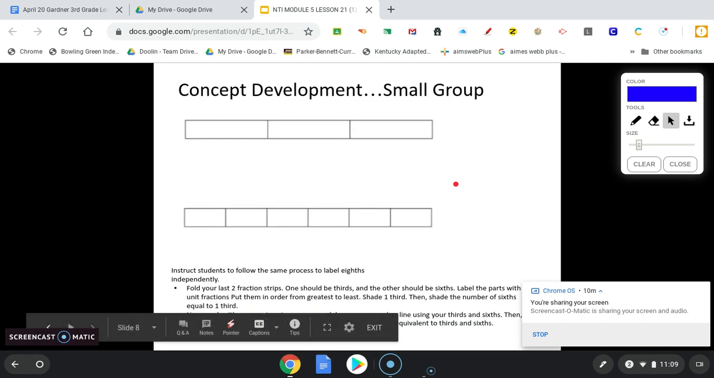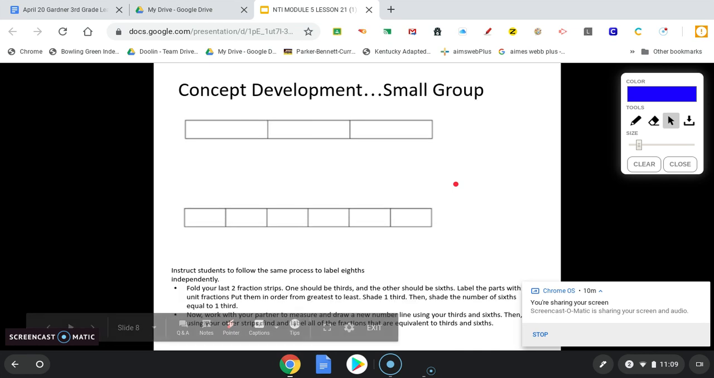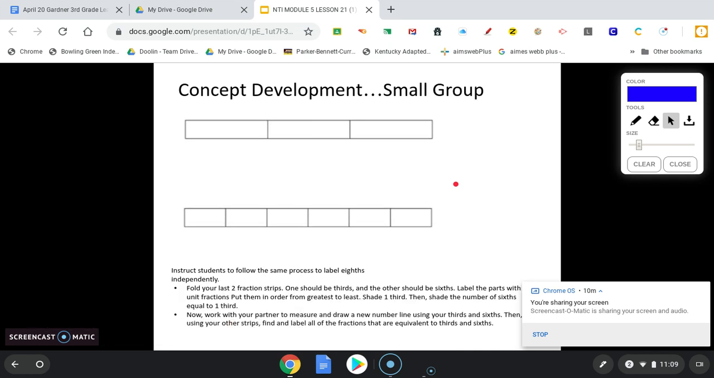Actually, let's go back one. So let's look at thirds and sixths. So I want you to look at this. We have 3 equal parts. Find your fraction strip that shows 3 equal parts. So the unit fraction for each one would be 1/3.